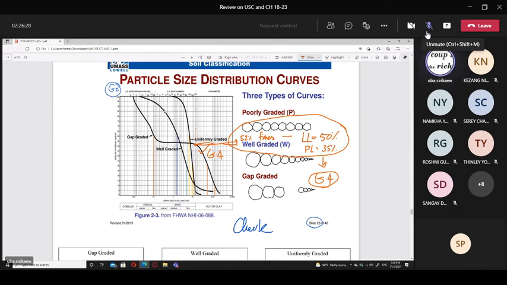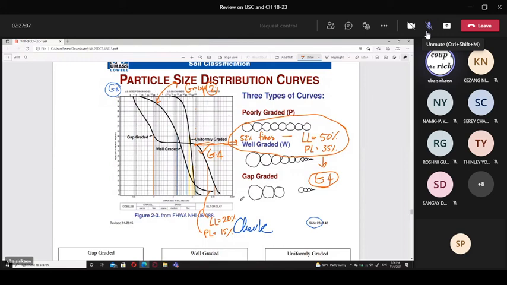This is for group 2. Group 2. Are you there? Yes. This is for you to explain next week. I give you liquid limit equal to 20%. Plastic limit equal to 15%. This is group 2, okay? This for group 2.